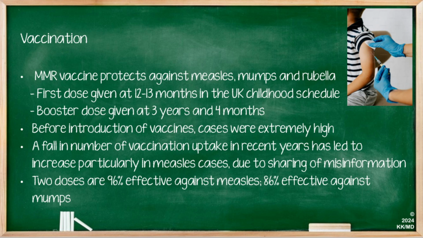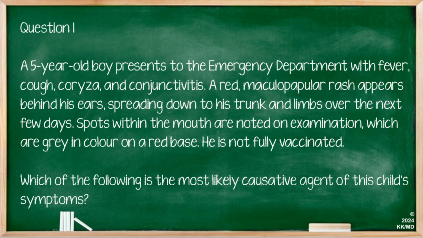Before introduction of the vaccine, cases were extremely high, and once the vaccine was licensed in the UK, there was a rapid fall in numbers. However, unfortunately, in recent years, there has been a fall in vaccination uptake, leading to an increase particularly in measles cases due to sharing of misinformation. For context, 2 doses of the MMR vaccine are 96% effective against measles and 86% effective against mumps, so you can really get a feel for why a lack of vaccination uptake would lead to much higher levels of infection and spread of infection. So we're now going to do some questions.